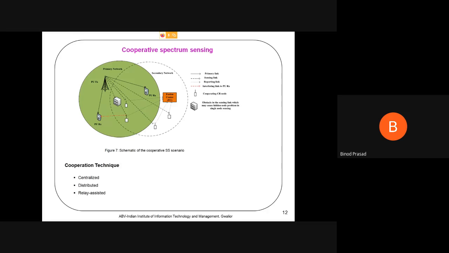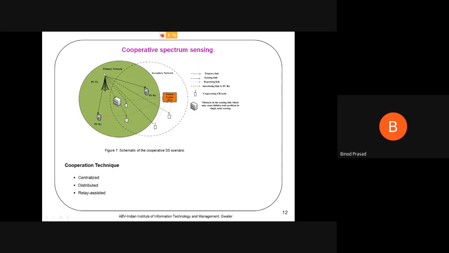The third approach is relay assisted, where a user may work as a relay. Because it may happen that, suppose this PU transmitter is there, and one user is having a strong sensing channel but a weak report channel. So in that case, what will happen? It will work as a relay for a user who is having a strong report channel but a weak sensing channel.